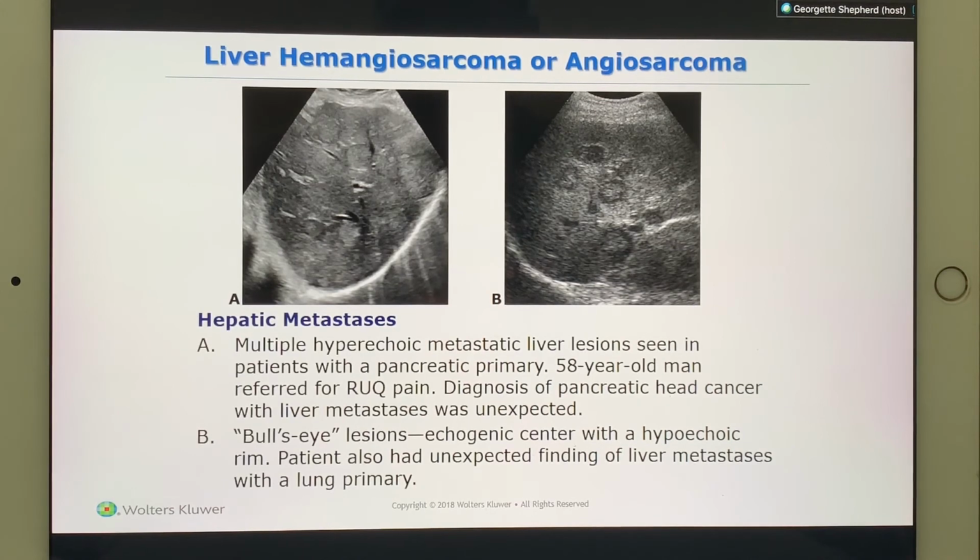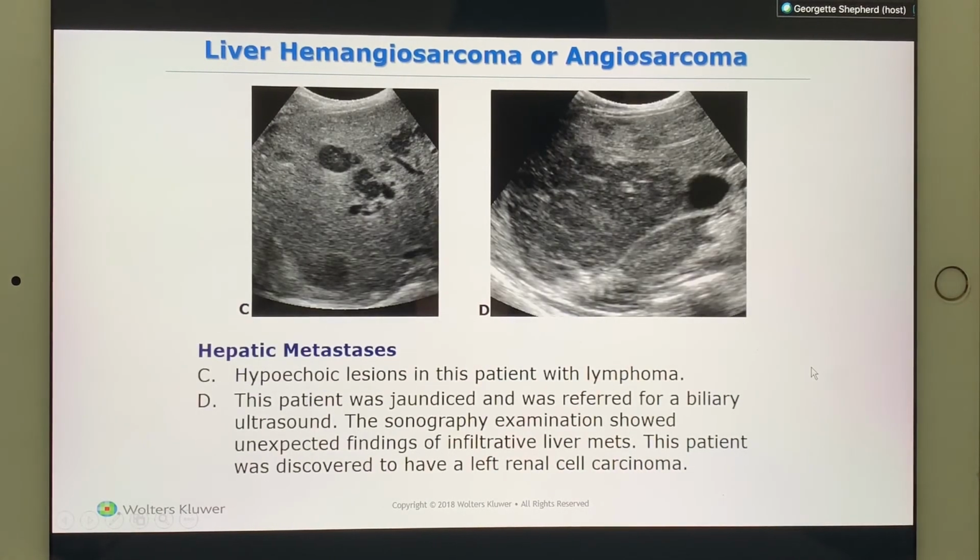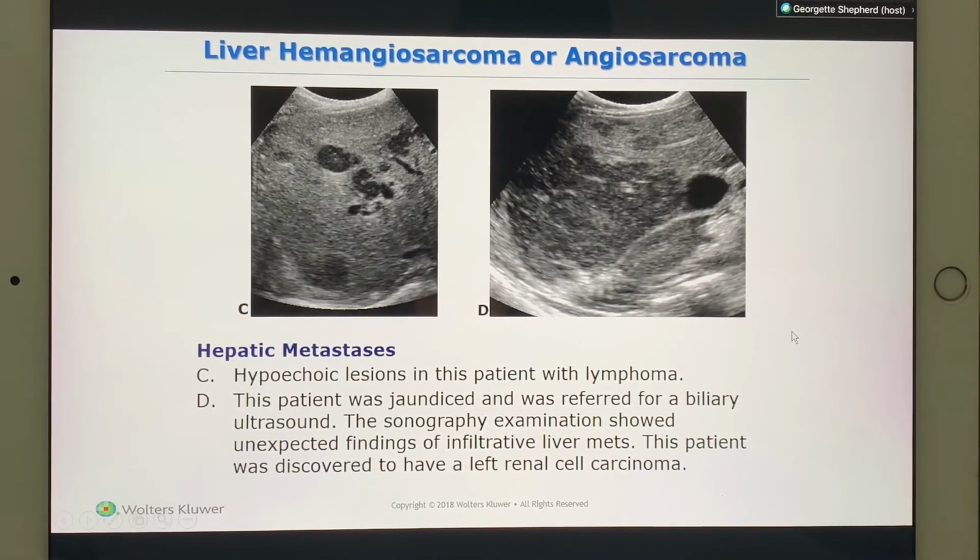So here we have hepatic metastasis. The patient had a pancreatic head cancer and it metastasized to the liver. And B, we have the bullseye lesion. See, it's hypoechoic with a hyperechoic center, and that came from lung. This patient had lymphoma. Here on the left, the patient on the right had renal cell carcinoma.